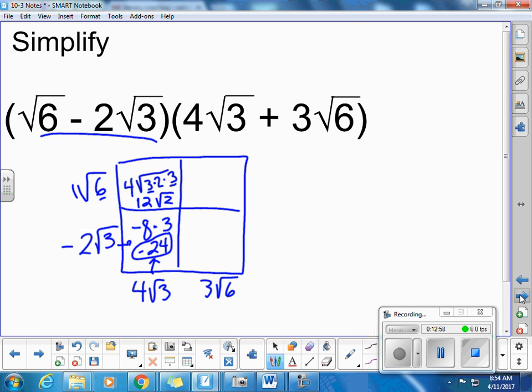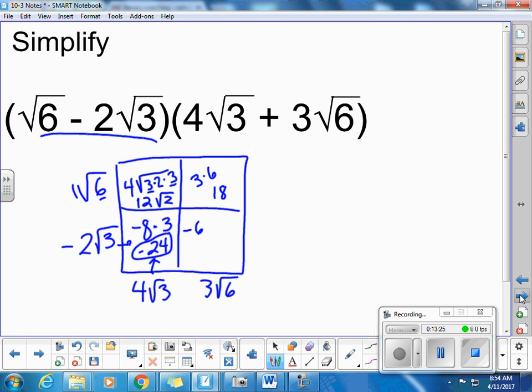Top right, I have 3 square root of 6 times 1 square root of 6. And that would be 3 times square root of 6 times square root of 6 is just the number 6. So we're doing 3 times 6, which is 18. And then last but not least, we have negative 2 square root of 3 times 3 square root of 6. Negative 2 times 3, negative 6.